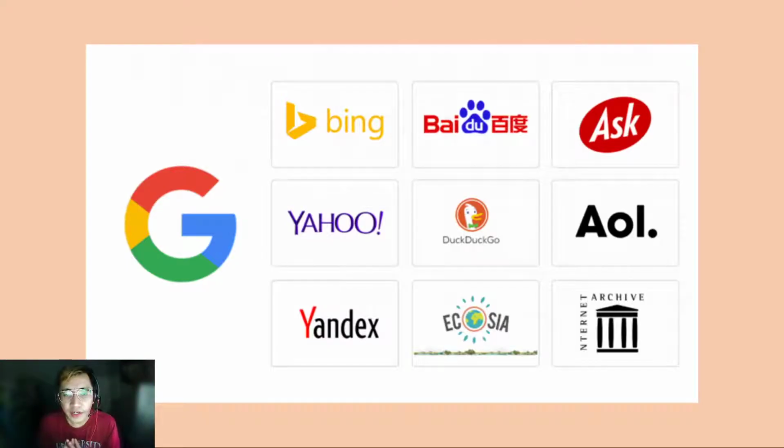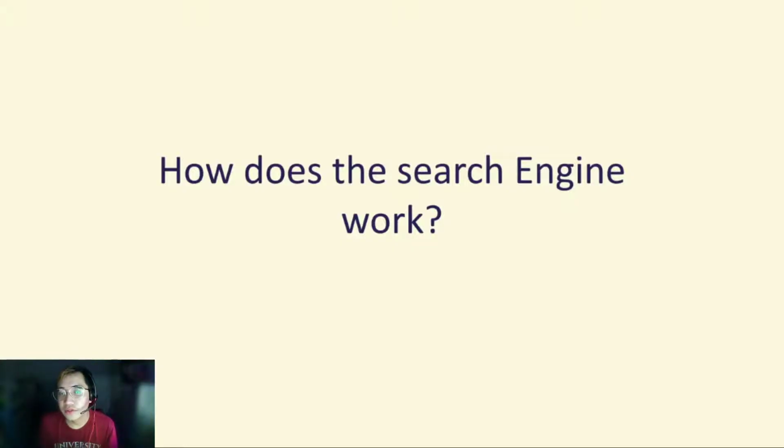There are different types of search engine. We have Google, Bing, and Yahoo. Here are the most used or most known search engines. I will not specify the difference between these search engines, but what we will focus on is how the search engine works. There are three processes on how the search engine works.